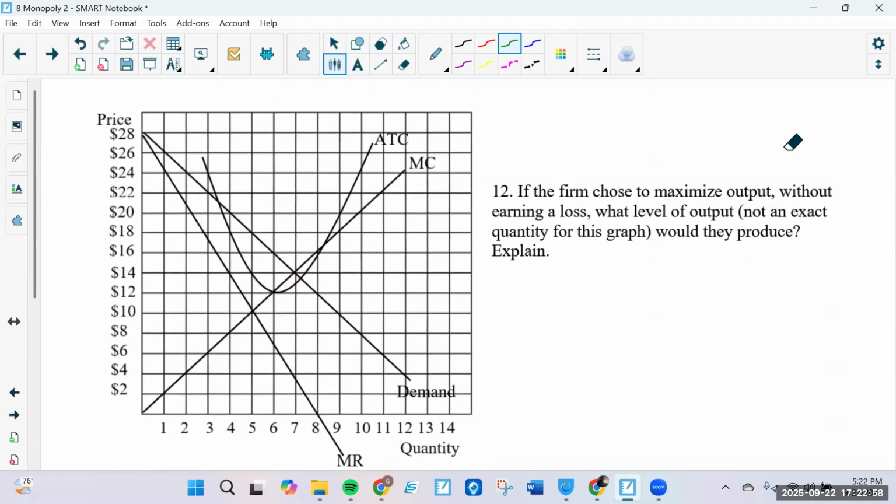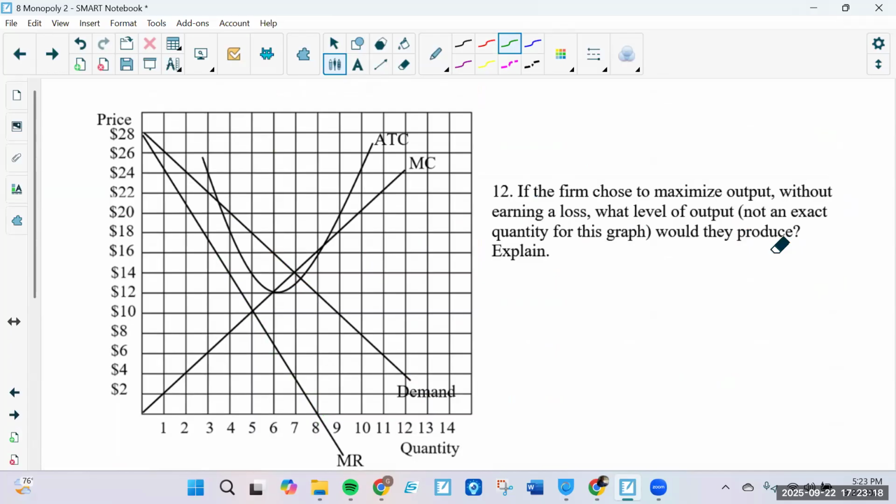If the firm chose to maximize output without earning a loss, what level of output, not an exact quantity for this graph, would they produce? Again, because it's so hard to draw it where every question works exactly perfectly. Where would they maximize their output without earning a loss?